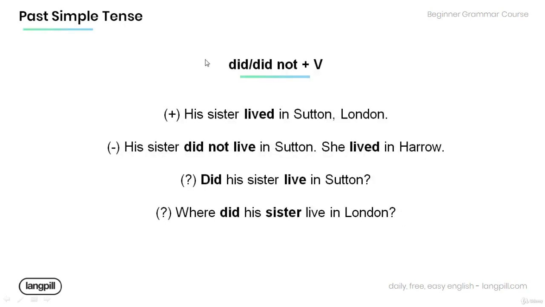Now let's have a look at the use of did or did not plus verb. Now let's start off with a positive sentence. His sister lived in Sutton, London. The negative form of this sentence would be his sister did not live in Sutton, she lived in Harrow. The question form of the sentence would be did his sister live in Sutton? Where did his sister live in London?